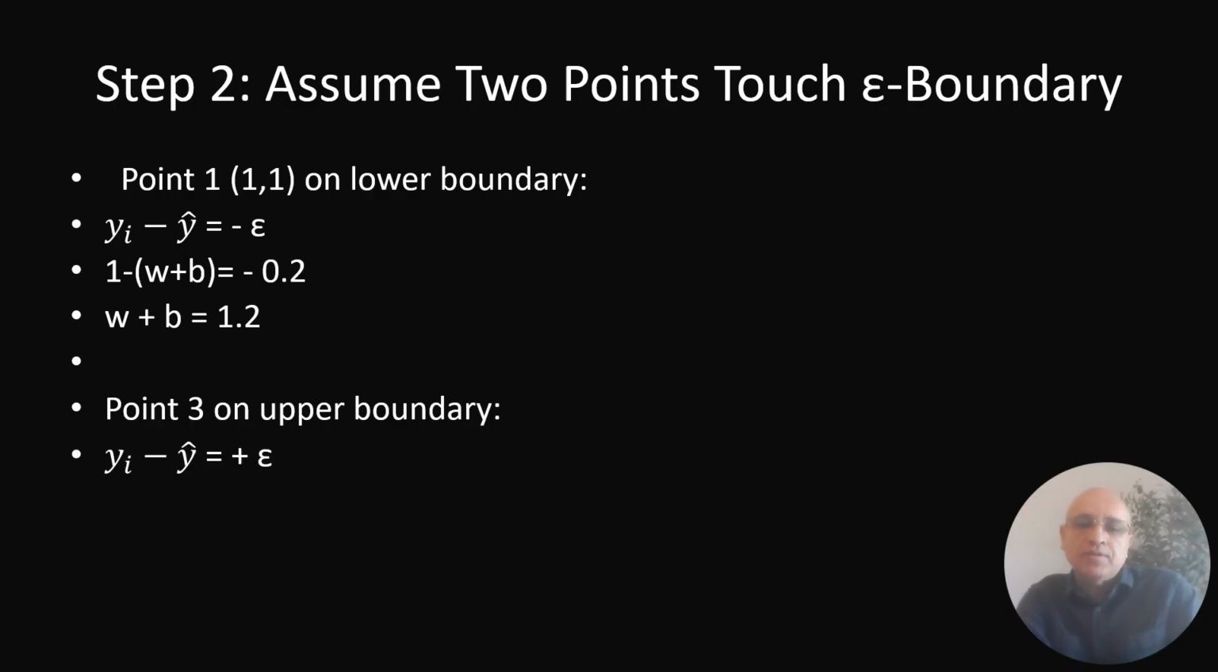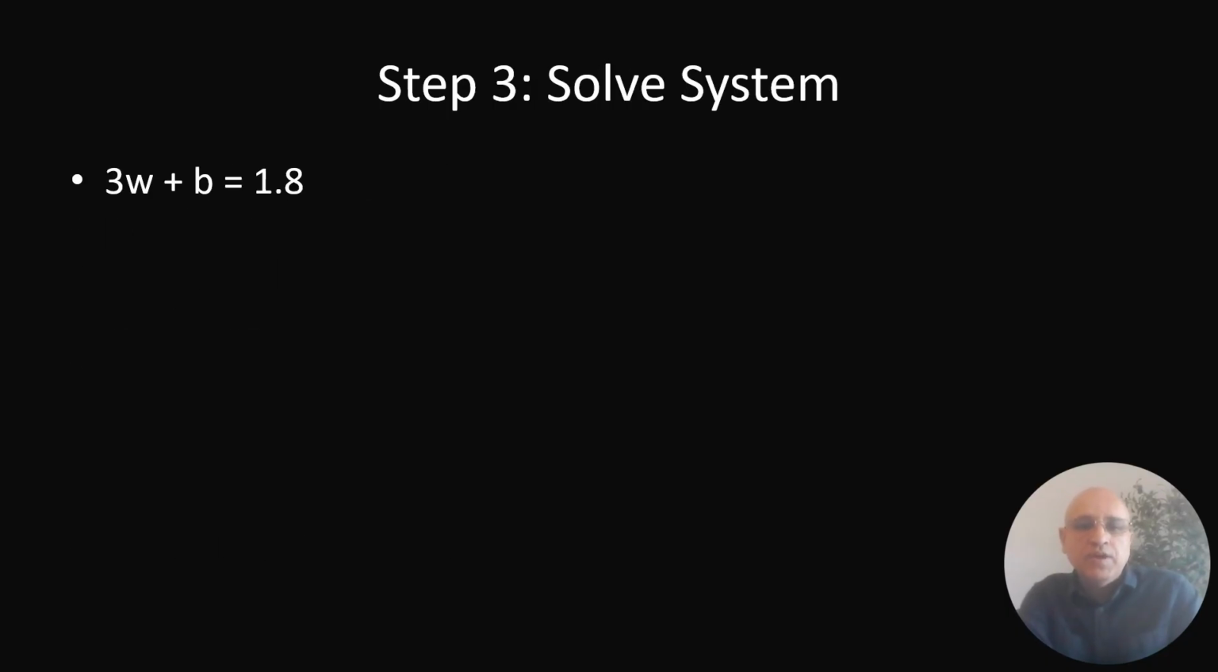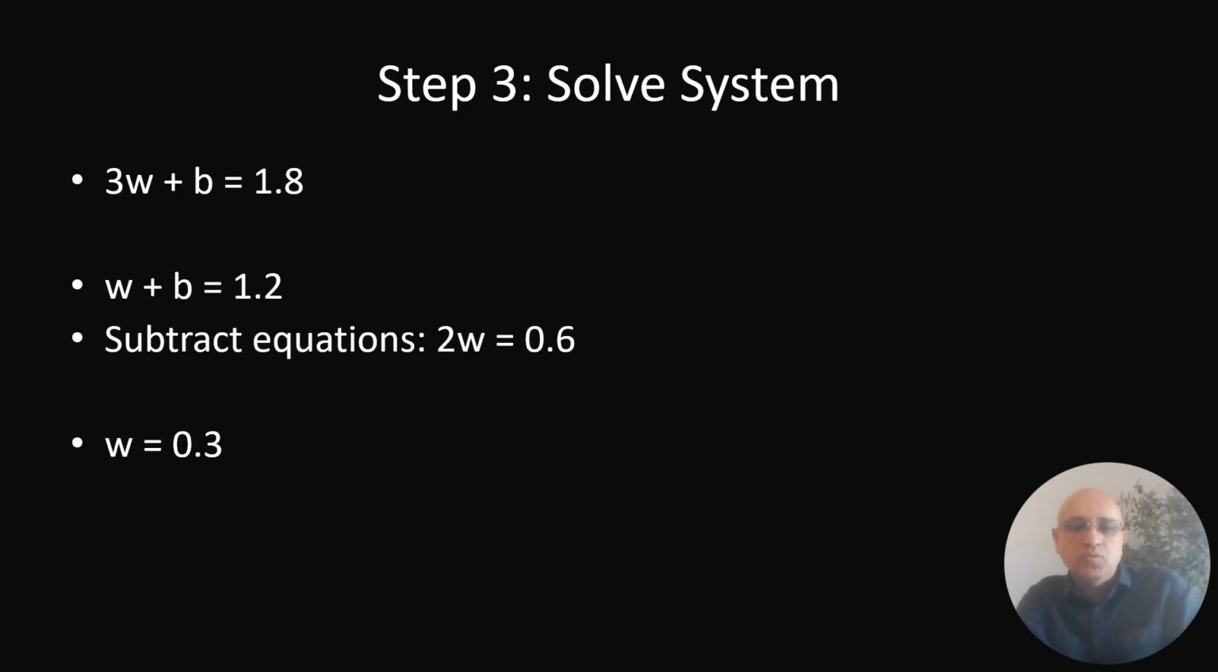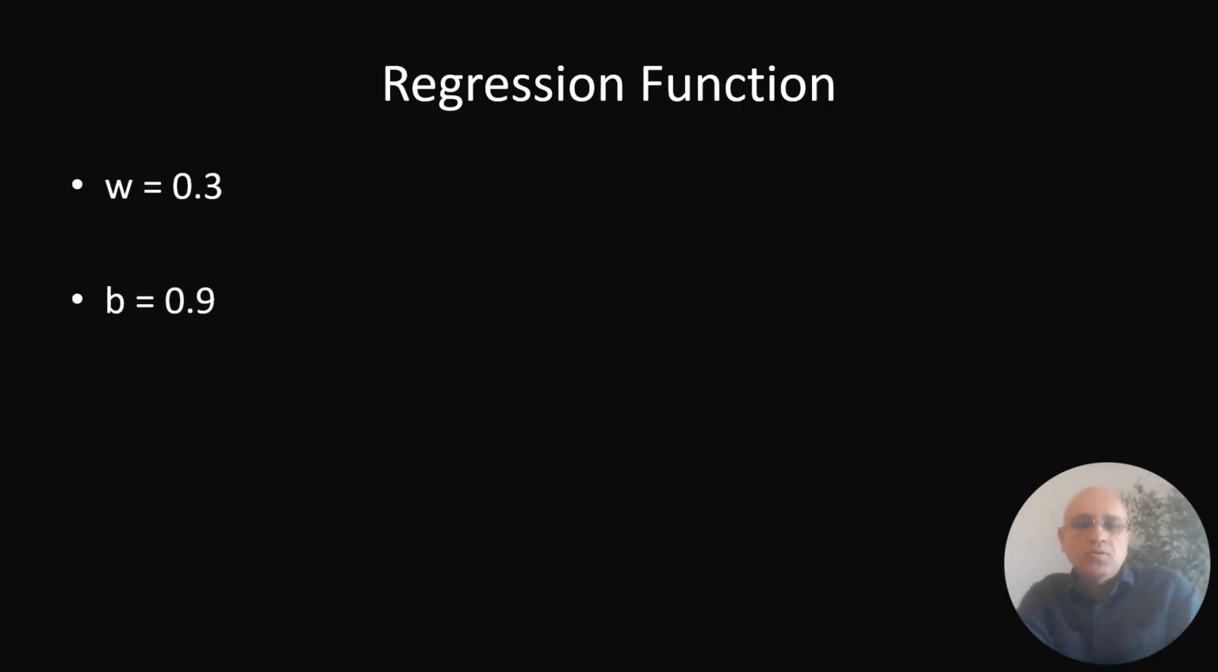Repeat the same process, but this time plus epsilon because it is on the upper boundary. Plug in the values of the point, and you'll end up with the second equation in terms of w and b: 3w plus b is equal to 1.8. Solve these two linear equations and you'll find the values w equals 0.3, b equals 0.9. So using these, you can find the first regression equation f(x) equals 0.3 times x plus 0.9.